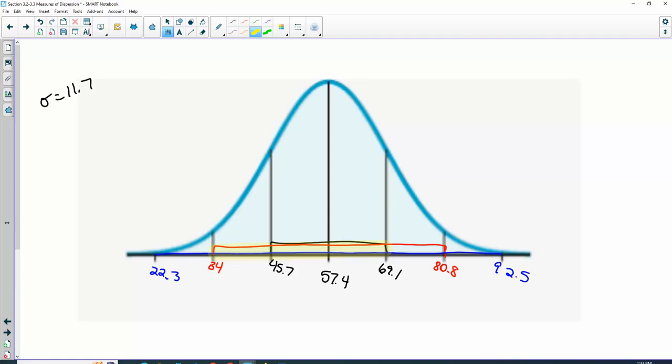Okay, so let's think about what the empirical rule says. It says 68% is within that first standard deviation. So 68% is here. You divide that in half because half is above and half below. Each of these little rectangles represents 34%.